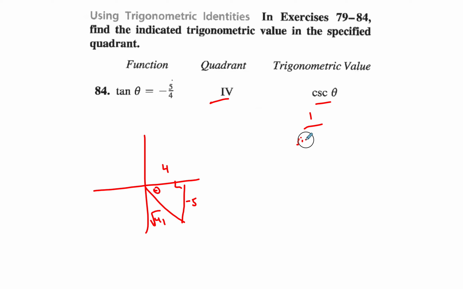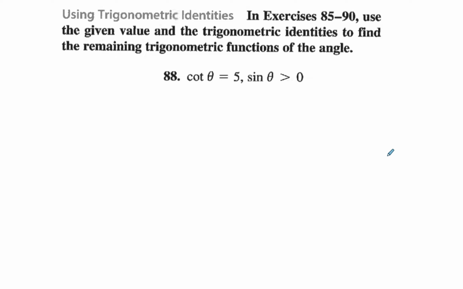Cosecant is 1 over sine, so we're going to need to take the sine and take the reciprocal. Well, the sine would be the opposite over the hypotenuse, so it would be this over this. So the cosecant is going to be what? Negative root 41 over 5, right? Because the sine would just be opposite over hypotenuse, and we just took the reciprocal. All right.